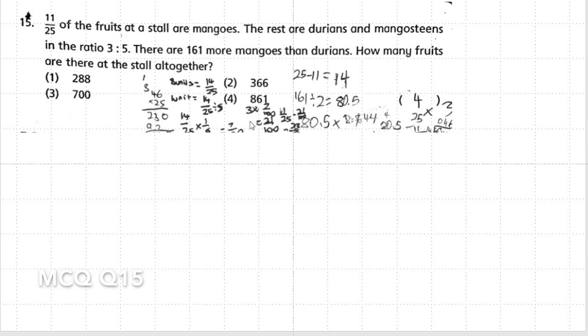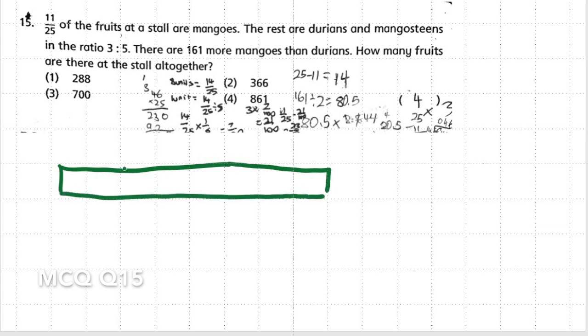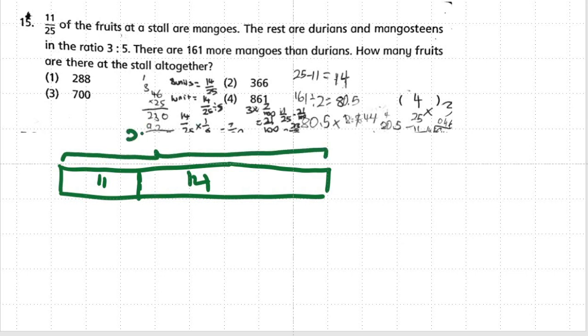Okay, so this is the next question. It says that 11 over 25 are mangoes. So here there are 11s, 11, because the whole thing is 25, right? So over here is 14. Okay, whole thing adds up to be 25. So this one is mangoes.